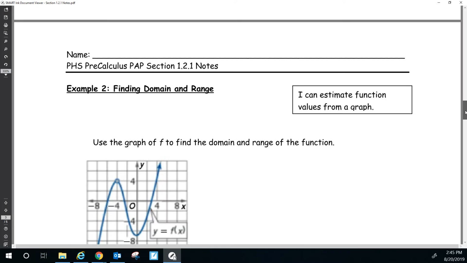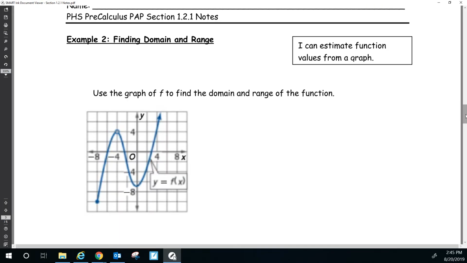All right, PreCalculus, here we are moving on to example number 2. We're trying to find domain and range of graphs. So for this first problem here, it says use the graph of f to define the domain and range of the function. Well, what kind of function do we have happening here?